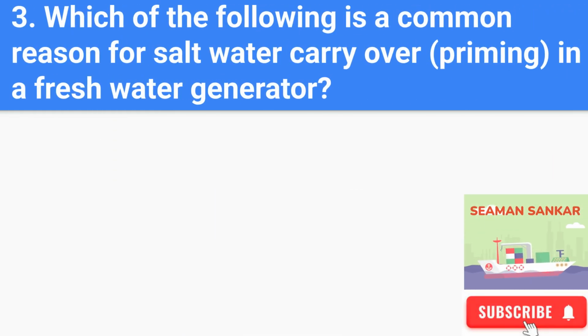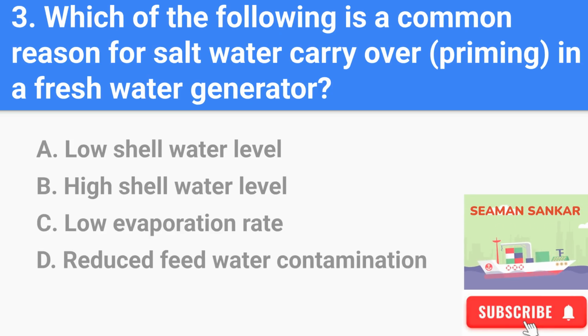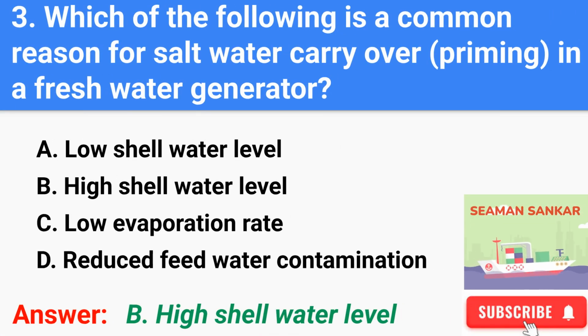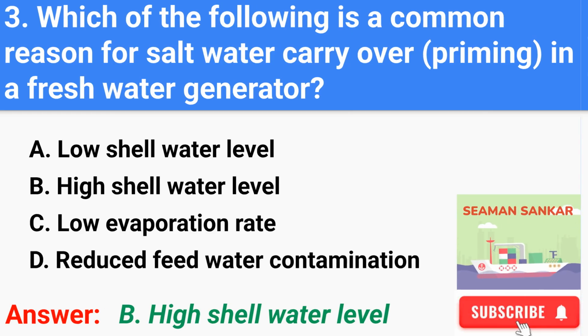Question 3. Which of the following is a common reason for saltwater carryover, also known as priming, in a freshwater generator? A. Low shell water level. B. High shell water level. C. Low evaporation rate. Or D. Reduced feed water contamination. The answer is B. High shell water level. An excessively high water level in the evaporator shell can lead to salt water mixing with the generated vapor, causing priming.